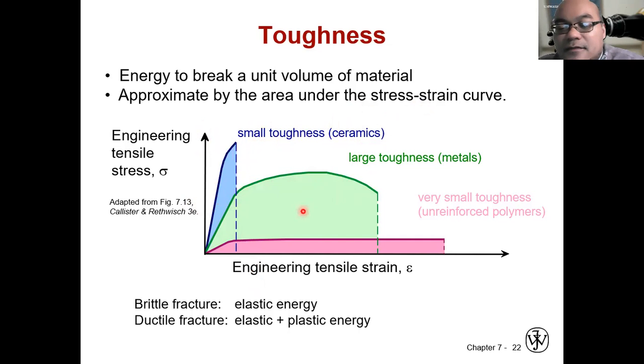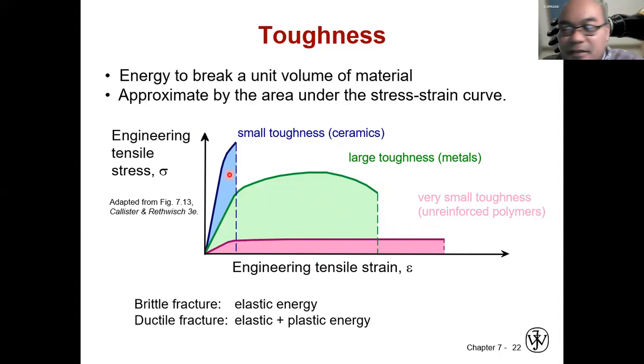Metals, on the other hand, can be deformed before they break, so the area underneath is quite big. That's why we can consider metals to have large toughness. Plastic, or unreinforced polymer, has a small Young's modulus and doesn't have ultimate strength either. It's very long, like this, but the area underneath still stays below the metal, so they have very small toughness.